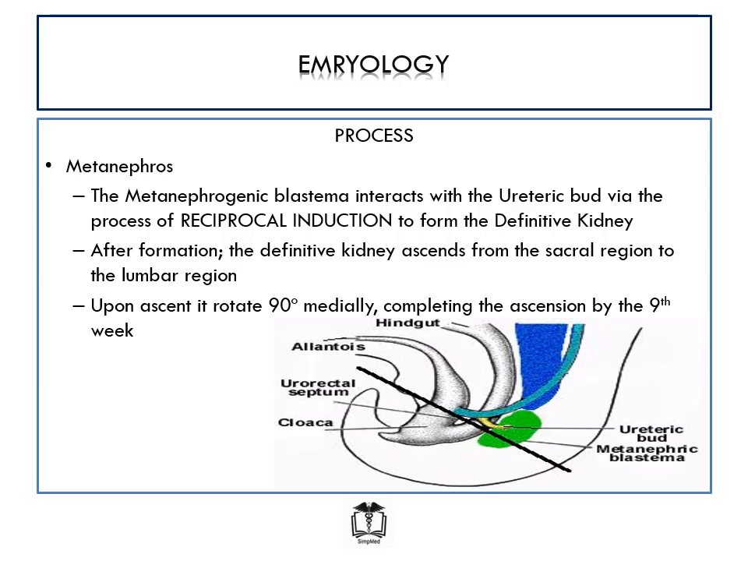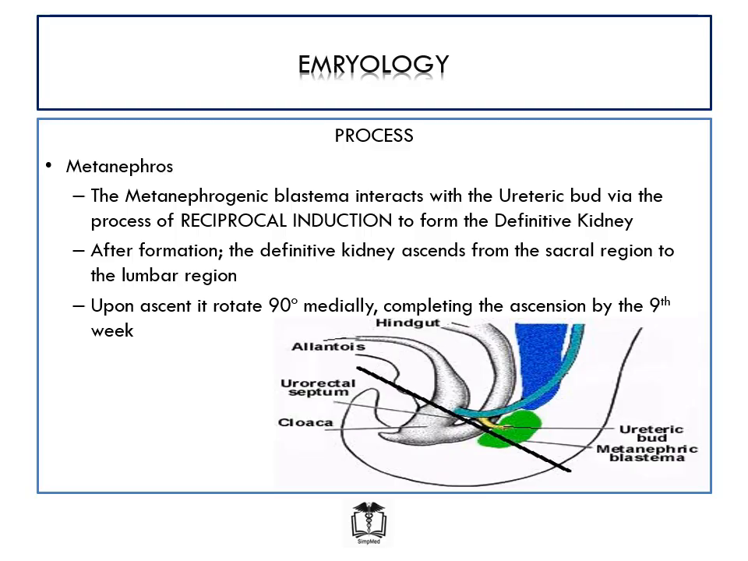From this point henceforth, once the kidney is formed, it begins to ascend. Remember, the kidney is not found within the sacral region. Although our metanephros is found in the sacral region, the adult kidney is found within the lumbar region. So at some point, the kidney began to ascend from the sacral region to the lumbar region.